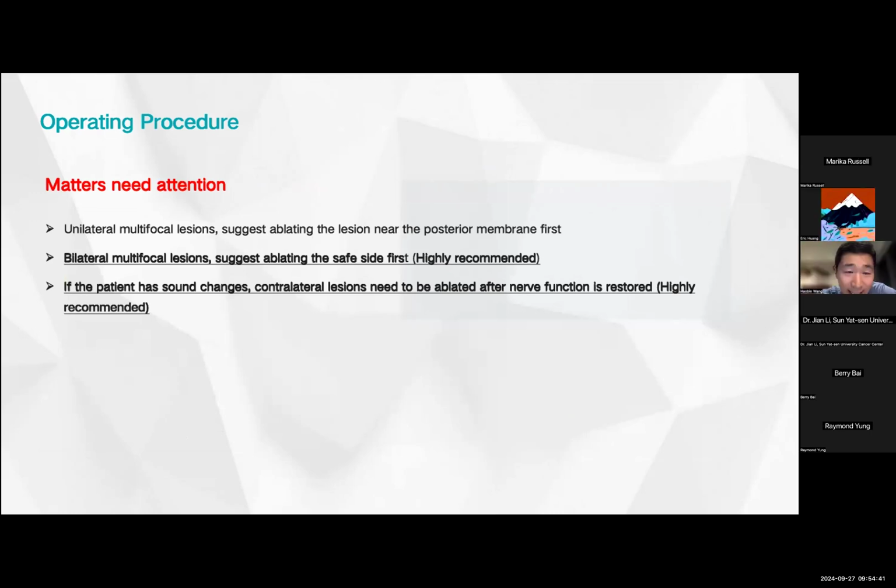Unilateral multifocal lesions suggest ablating the lesion near the posterior membrane first. Okay, this is the first one. The second one is bilateral multifocal lesions suggest ablating the safe side first. And the last one is also important: if the patient has sound changes, contralateral lesions need to be ablated after nerve function is restored. The second one and the third one are highly recommended in the consensus.